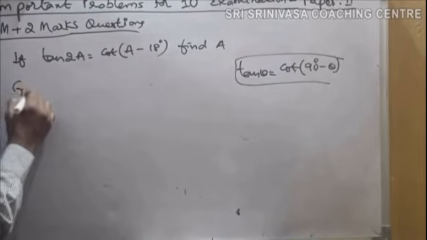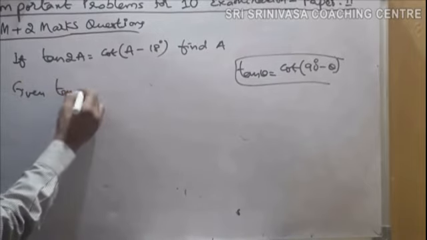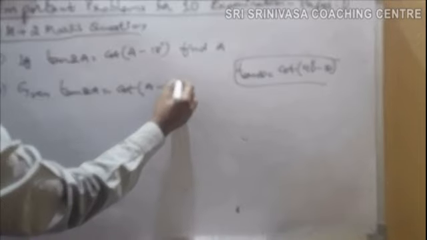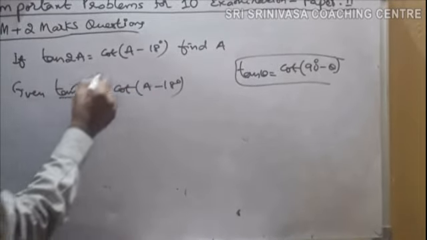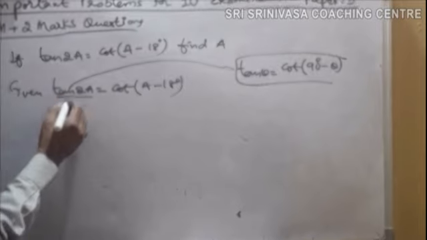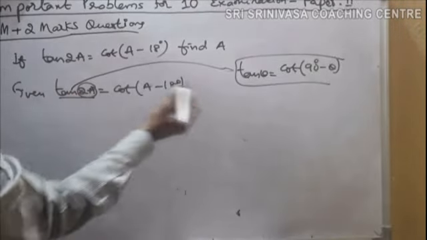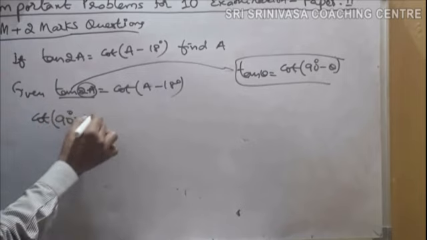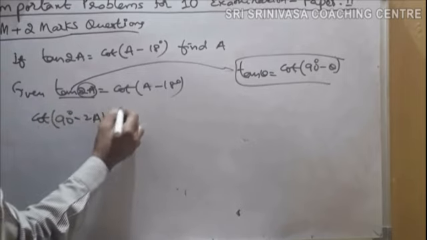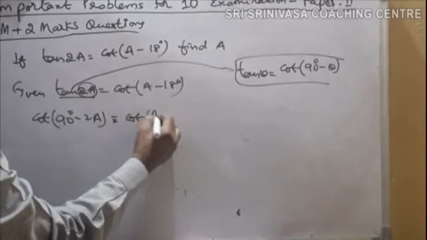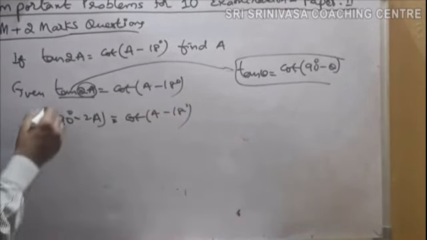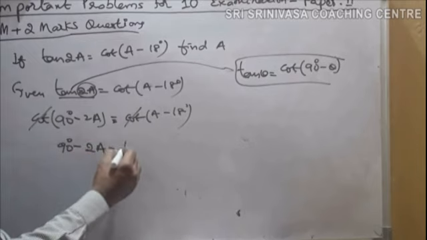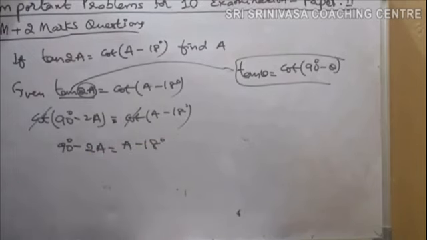So here it is given tan 2a equals cot of (a minus 18 degrees). Here I use this concept, where instead of theta we have 2a. So tan 2a can be written as cot of (90 minus 2a), equal to cot of (a minus 18) as it is. Now cot will get cancelled: 90 degrees minus 2a equals a minus 18 degrees.